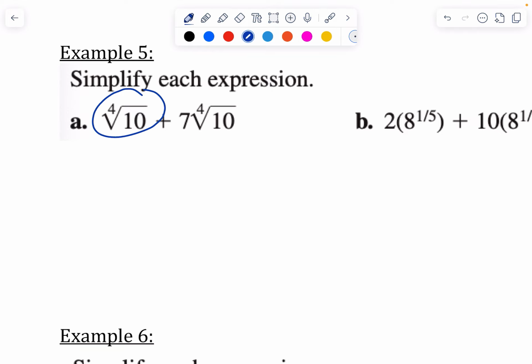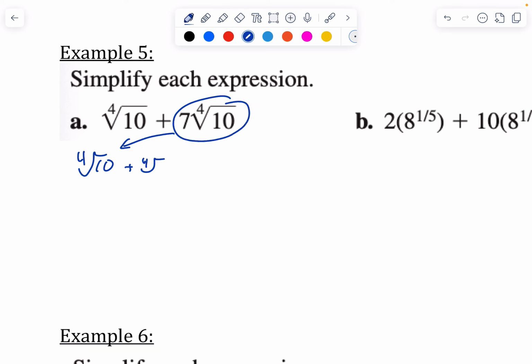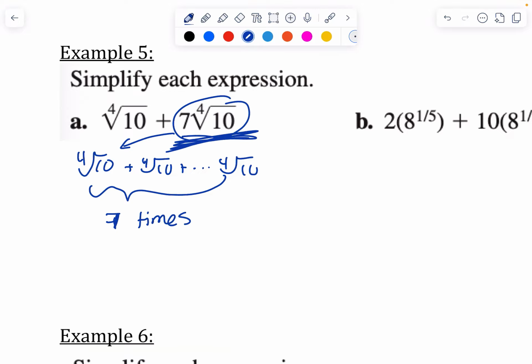I have 7 fourth roots of 10. Here, what does that mean? It means I have 7 4th roots of 10. In other words, I'm just breaking apart this. So I have 4th root 10 plus 4th root 10 plus 4th root 10, and so on. How many times? 7. That's 7 times. That's what this means. So in total, what do I have?